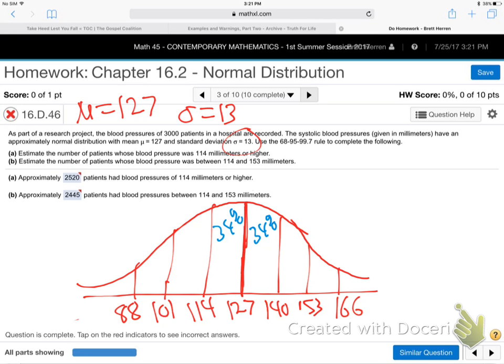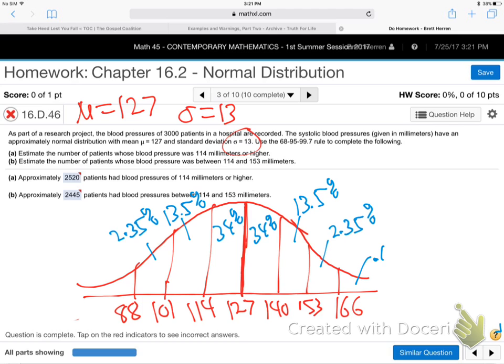34, 34, 13.5, 13.5, 2.35, 2.35, 0.15, 0.15.